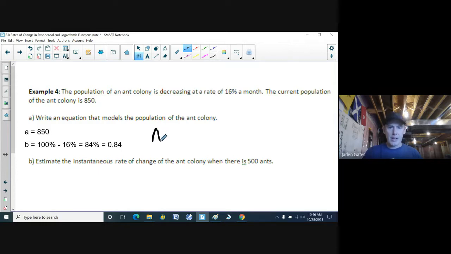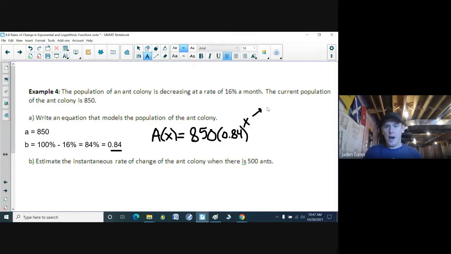The amount of ants, A of x, I guess we should say, function notation, is equal to my starting amount, which is 850, times my multiplying factor, which is now 0.84, to the power of x, where x is the number of months, because we're at percent a month. Number of months. All right.